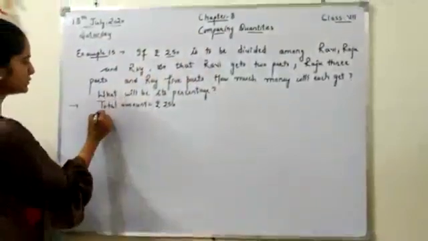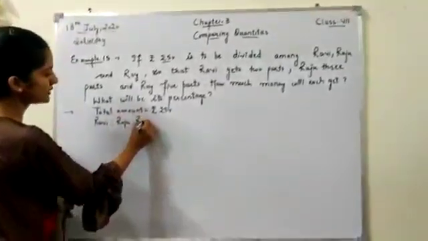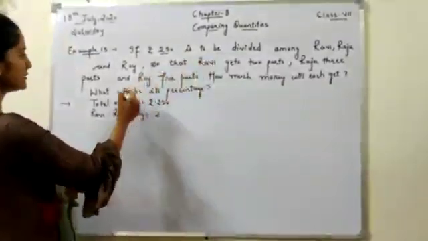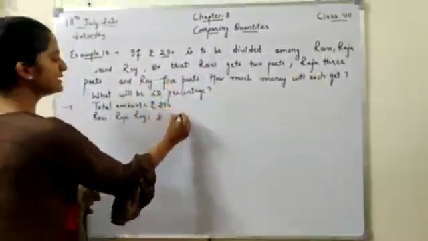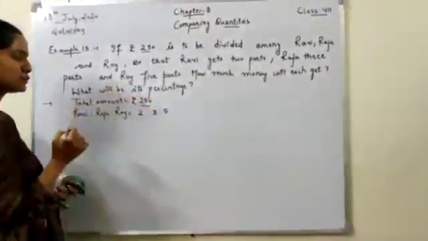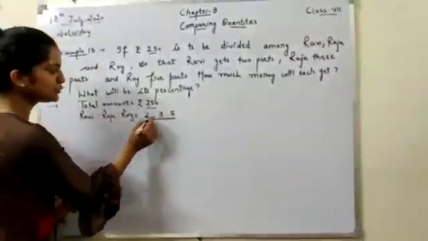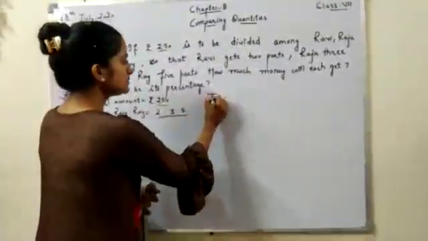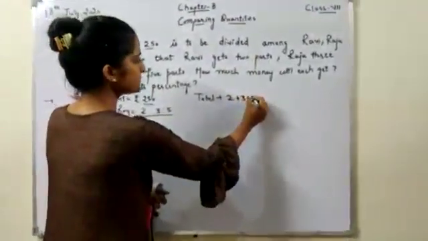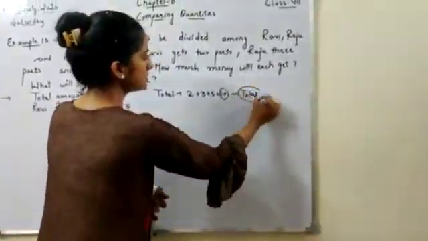Total money is 250 and this 250 is distributed among 3 boys, Ravi, Raju and Roy. So just write their ratios. Ravi, Raju, Roy. What is the ratio? Ravi gets 2 parts, Raju gets 3 parts and Roy gets 5 parts. This is their ratio, 2:3:5. Total amount is 250 and this amount is divided among these 3 boys in this ratio, 2:3:5. So what is the total? 2 plus 3 plus 5 is 10. It means 10 is the total.